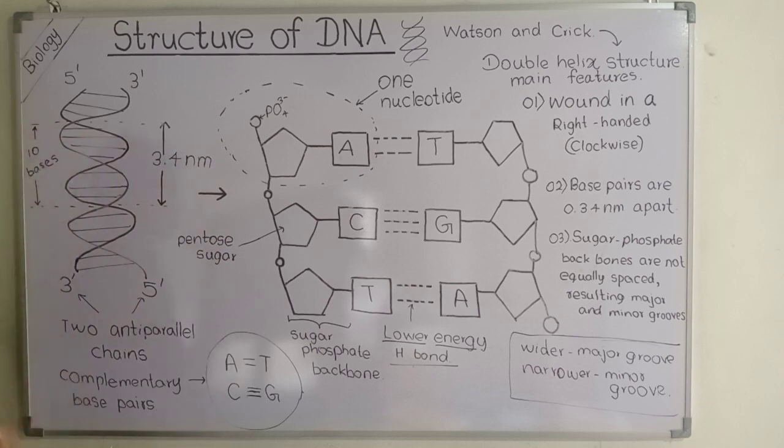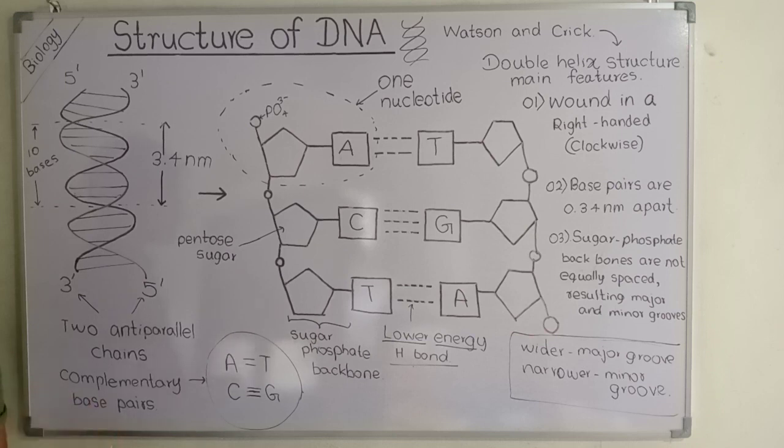Like that, the two chains are said to be complementary. Watson and Crick published their model, and with Maurice Wilkins they were awarded the Nobel Prize.